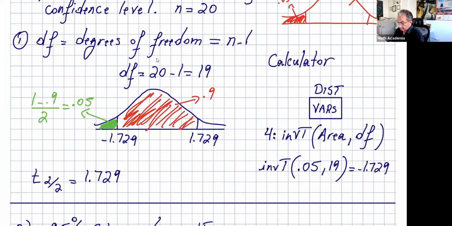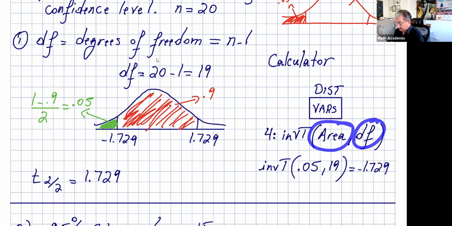Calculator, you go to VARs, which is right next to the clear sign. Second function VARs, because we want distributions. And you pick number 4, inverse t. If you have a TI-84, I don't think the 83 has it.